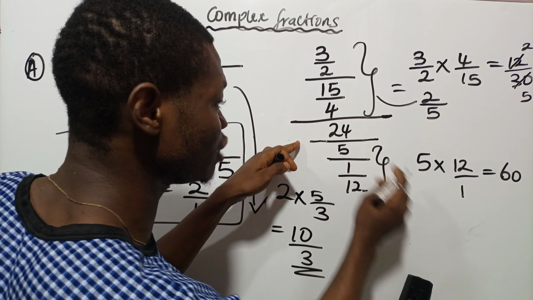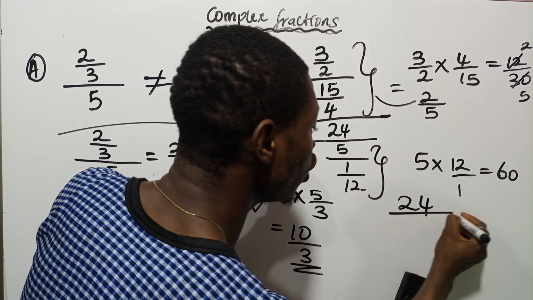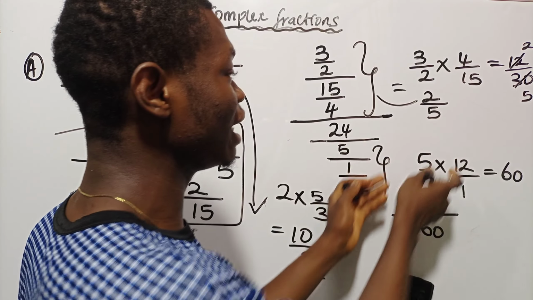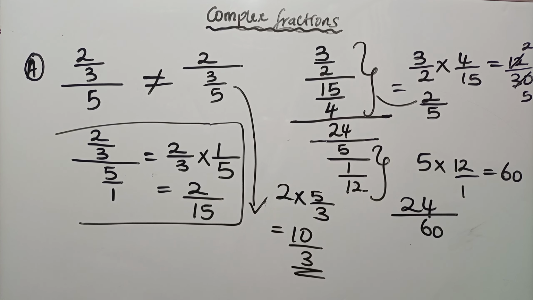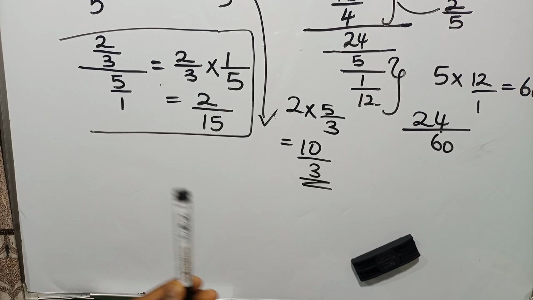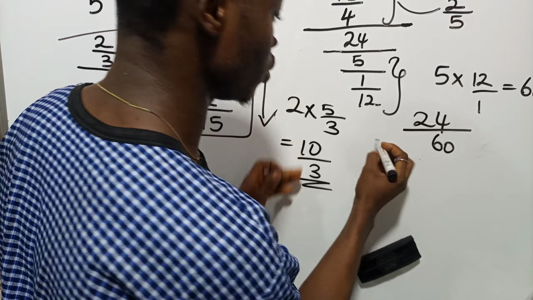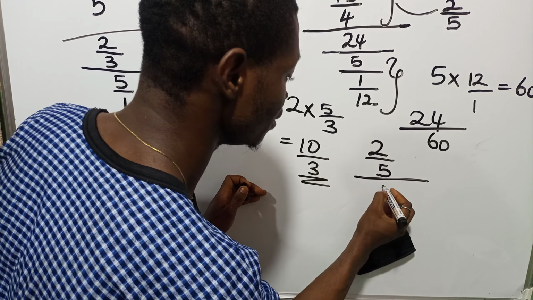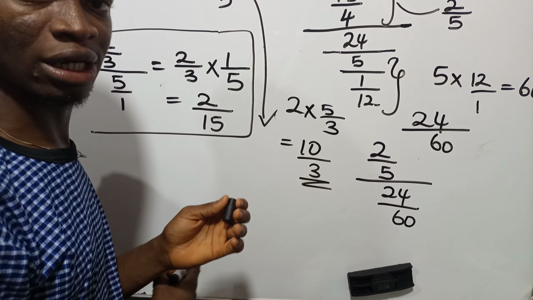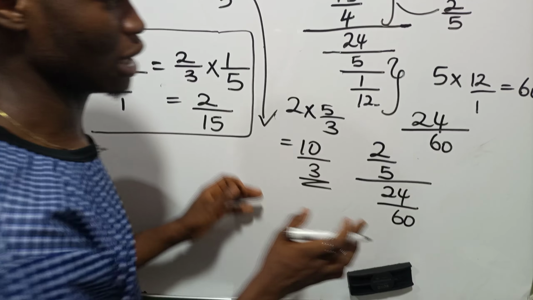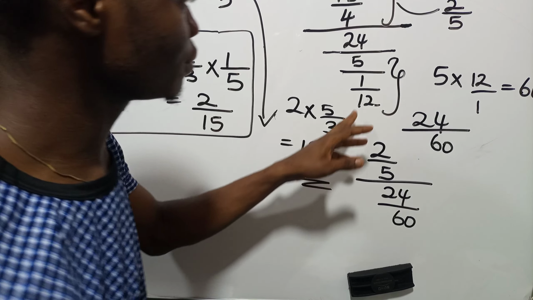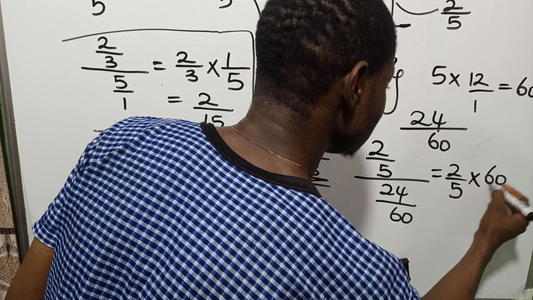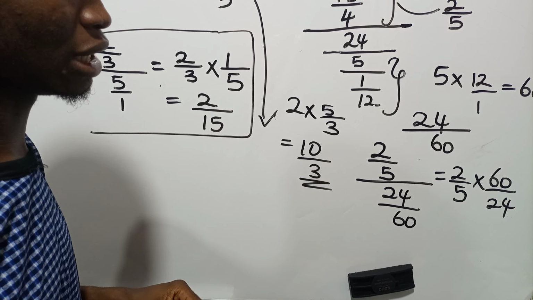Now you know that this thing will now be 24 all over this value here, all over what? 60. You understand? So now bringing everything together, let me bring the camera down so that you can see it. Bringing everything together, it will now be the value for this one, which is what? 2 over 5. You understand? All over this one will now be 24 over 60. You understand? So this thing is now a fraction over what? Another fraction. You get? So now it will be 2 over 5 times 60 all over 24. You see it now?